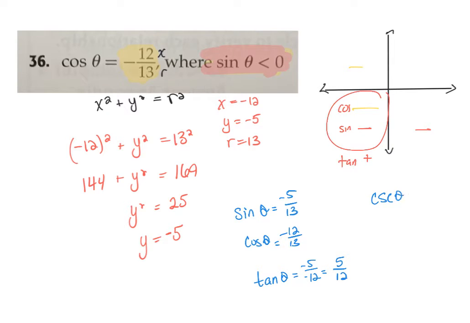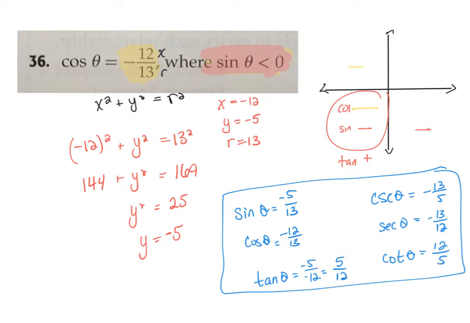Cosecant is just my reciprocal, so negative 13/5. Secant is just my reciprocal, negative 13/12. Cotangent is just my reciprocal, 12 over 5. And those are my 6 trig functions for that one.